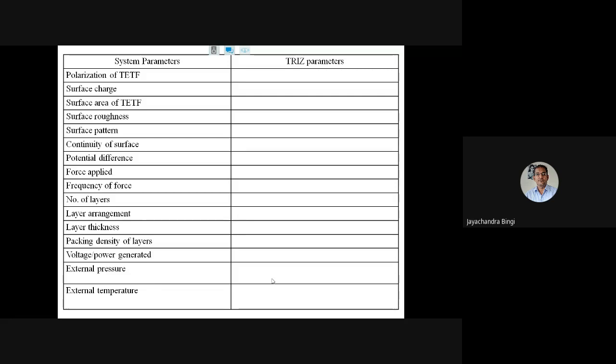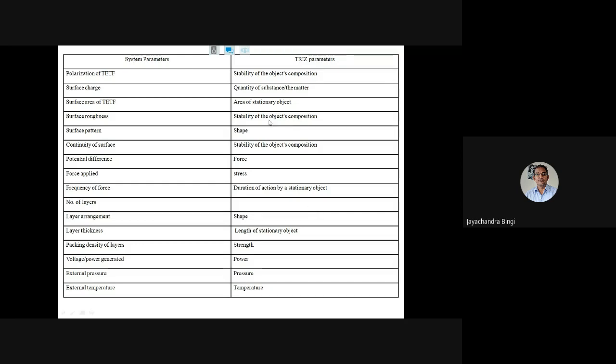Hopefully at least some people noted that down. And I'm happy that you came up with different parameters than what I thought, especially in the case of force supplied or frequency, which you correlated also to energy. And somebody correlated layer arrangement to device complexity. Those two things I didn't think in that direction. That's very good. Okay, so these are the different parameters I consider.